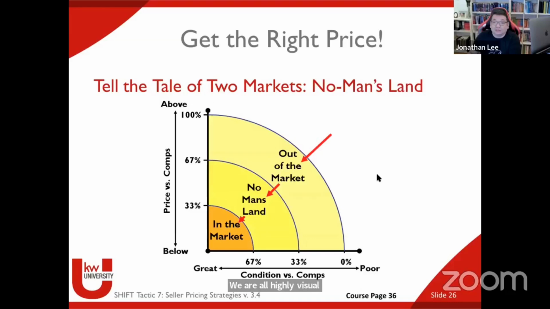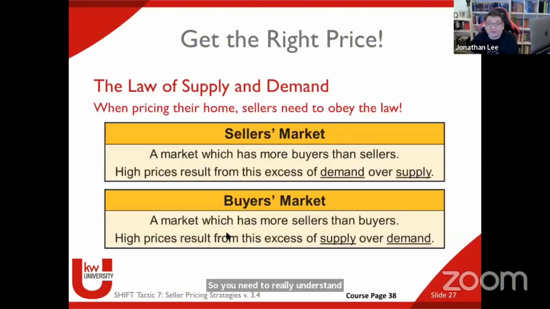So this is really showing them 33% of buyers are looking for this price range, and 67% of the buyers right now are looking for this kind of market, this kind of price. So you need to really understand how to demonstrate that to the client. In a seller's market, with more buyers than sellers, high prices result from excess demand. But in a buyer's market, we have high supply and low demand. We have more supply than demand. So you really have to have that conversation with the clients.